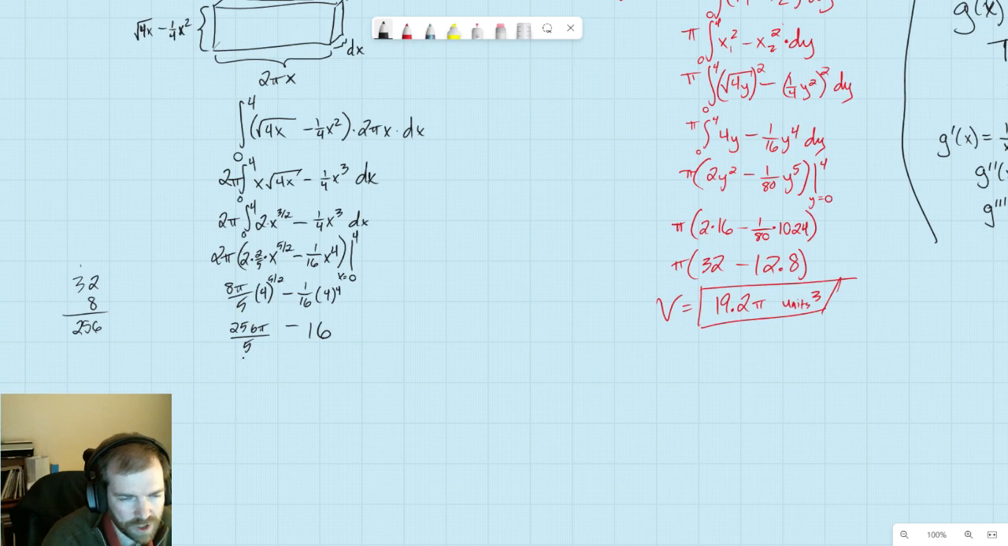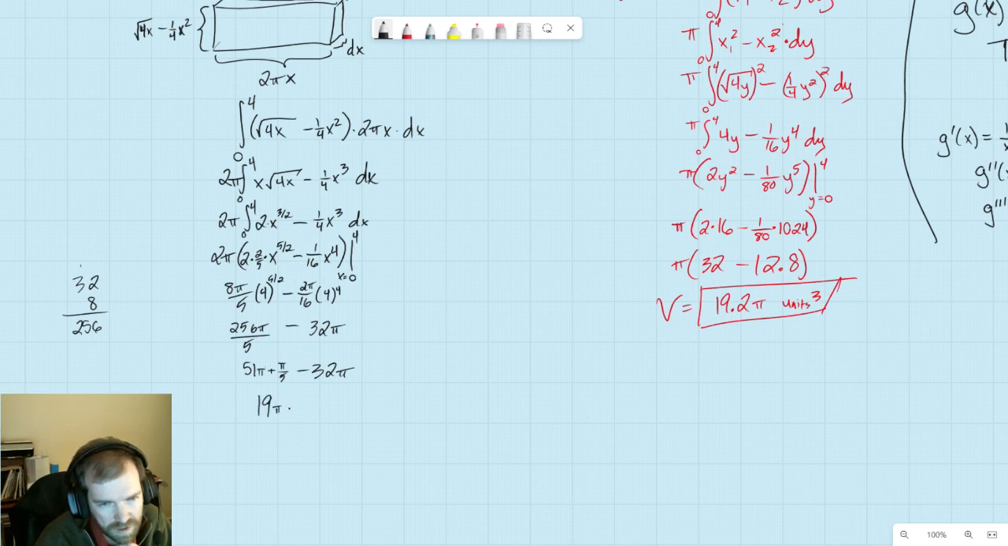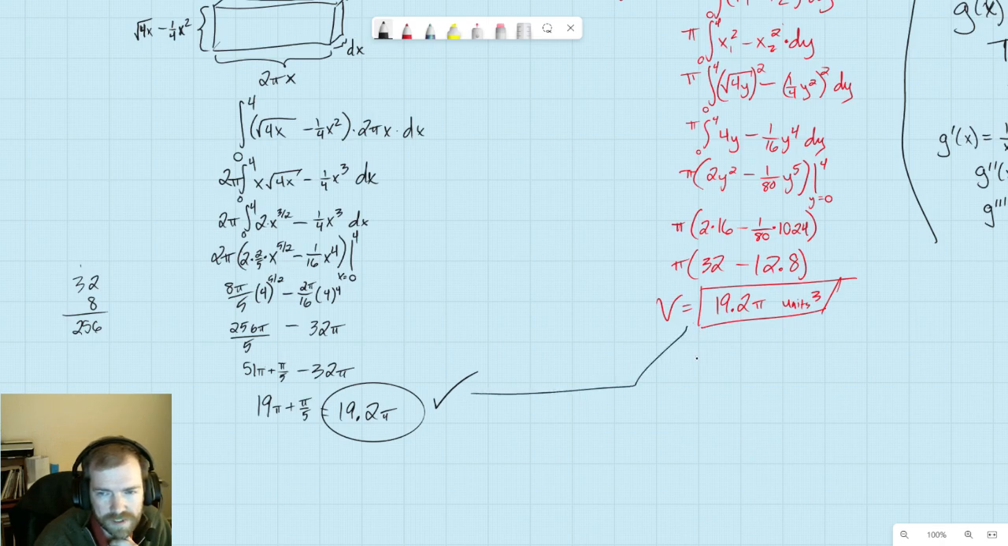This is going to be 51 and change. Oh, yeah, times 2 pi. So this is going to be 16 times 2 pi, it's going to be 32 pi. All right, 5 into 256 goes 51 and 1/5. So this is going to be 51 pi plus pi over 5 minus 32 pi. So 51 minus 32 is going to be 19, 19 pi plus pi over 5. Got it. 19.2 pi. So we're corroborating this is going to get us the same thing.